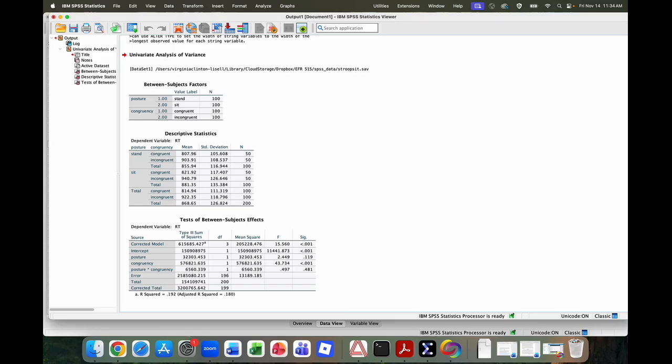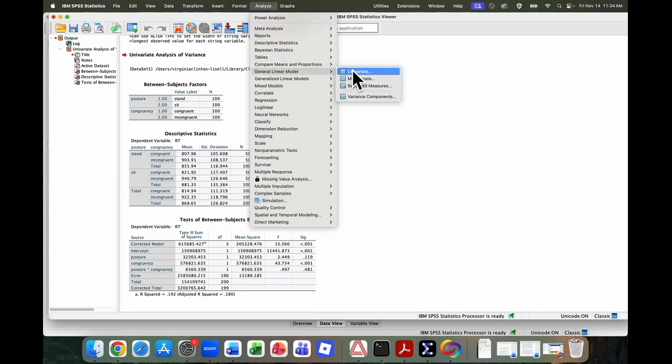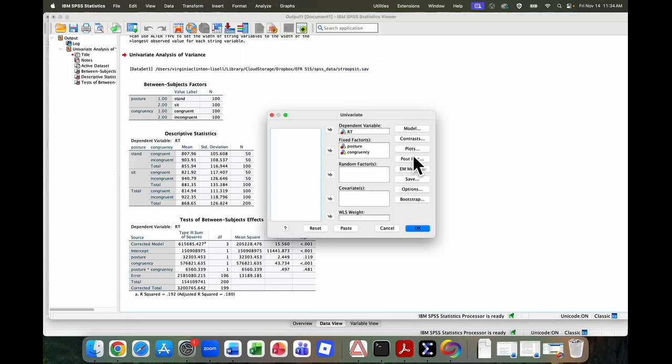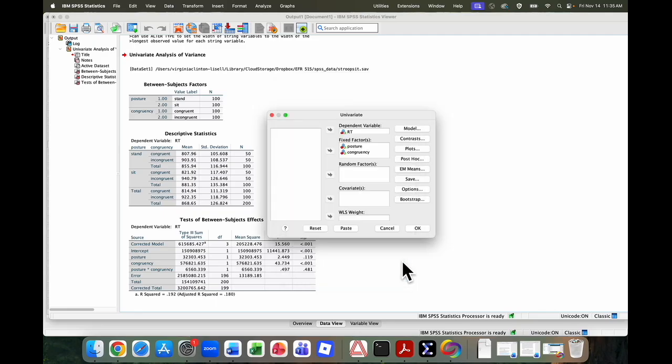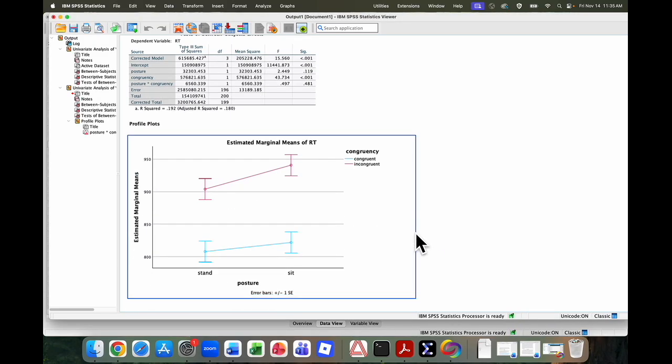But let's look at what a graph would look like. So there's a couple ways you can do the graph. Here's one. You go to General Linear Model, Univariate, and you can go to Plots and click the factors into these boxes. You can do a line chart or a bar chart. Click standard error. You want to have 1 standard error. Click OK, OK. And here we have the same thing again, although now we can see that there seems to be a little bit bigger difference with sit than with stand.